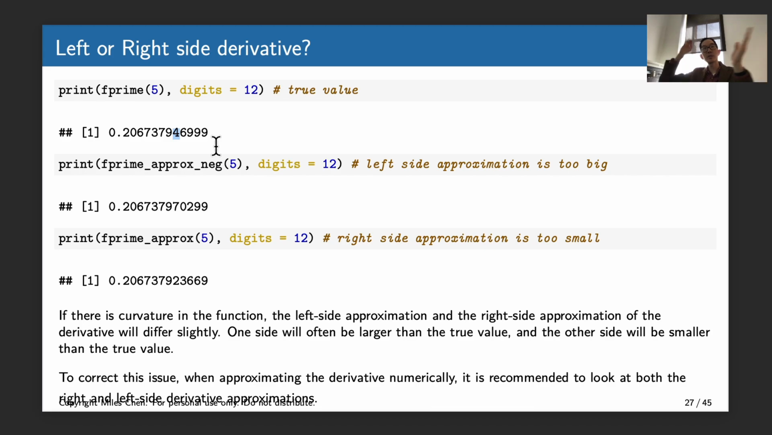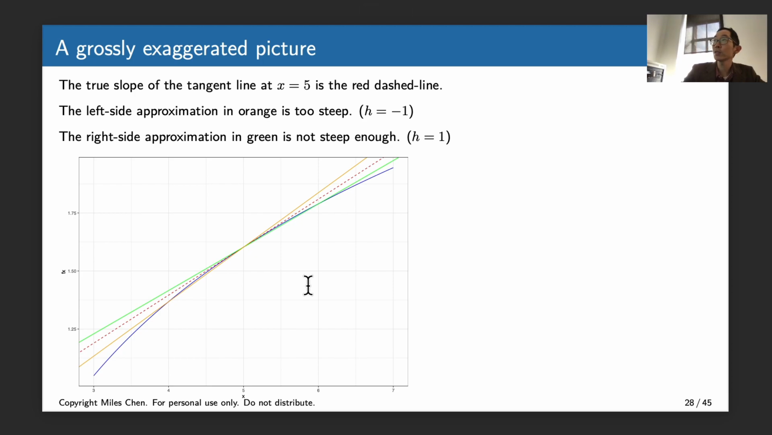And so when you come in from the left hand side, your slope's a little bit too steep, and when you come in from the right hand side, your slope's a little bit too small. And so we can try to correct for this by calculating both the left and right hand side. So this is an exaggerated illustration. Here's the function in blue. There's curvature. You can kind of see some of the curvature in blue. The true derivative, or true slope, is the red dotted line.